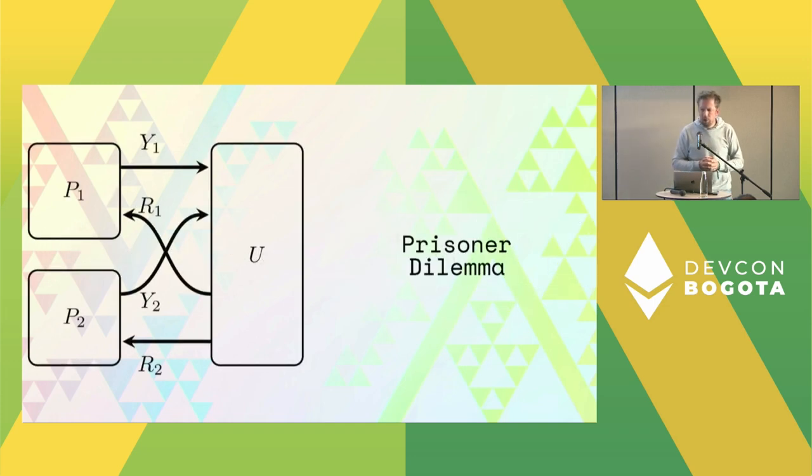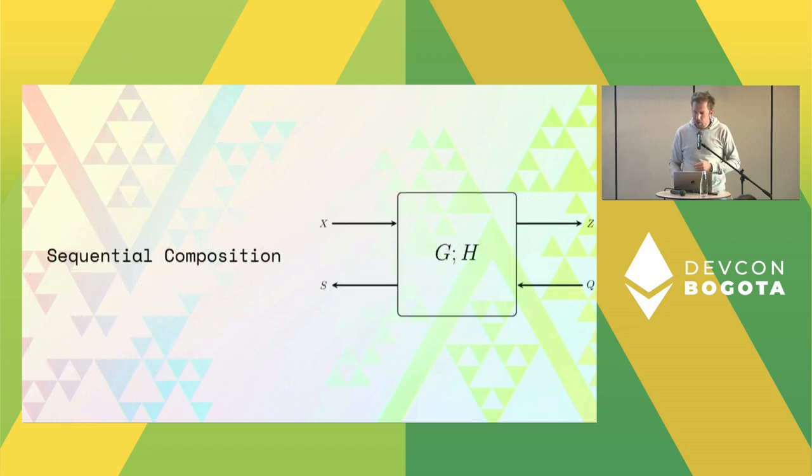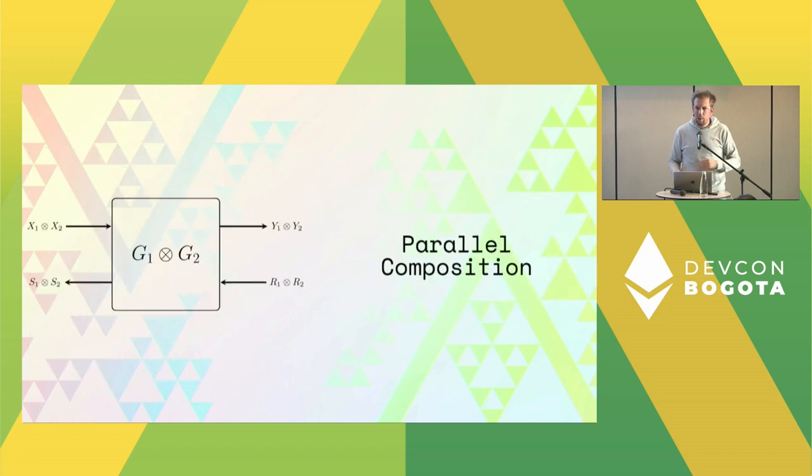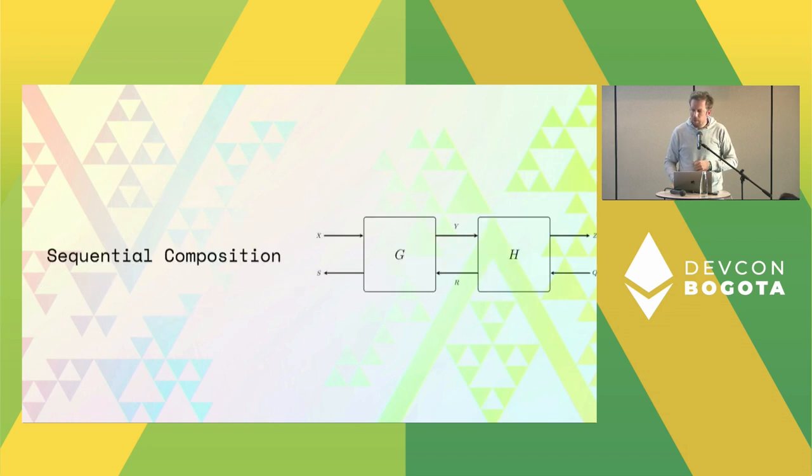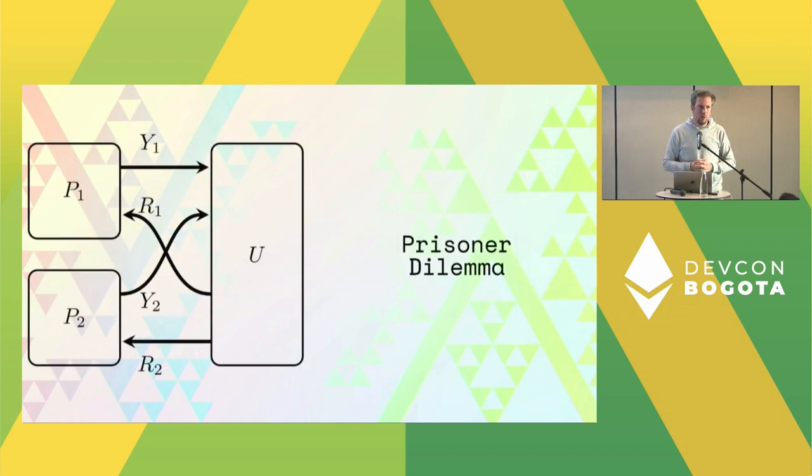Okay, and full circle back to the prisoner's dilemma. I already alluded to it very briefly: what is this actually representing? Two compositions, first parallel or simultaneous between P1 and P2, and then sequential, the U. If you go back to the parallel composition, you can think I'm first composing the two players in parallel into, again, this shape, and then I'm composing that one sequentially with the utility function or the payoff function.